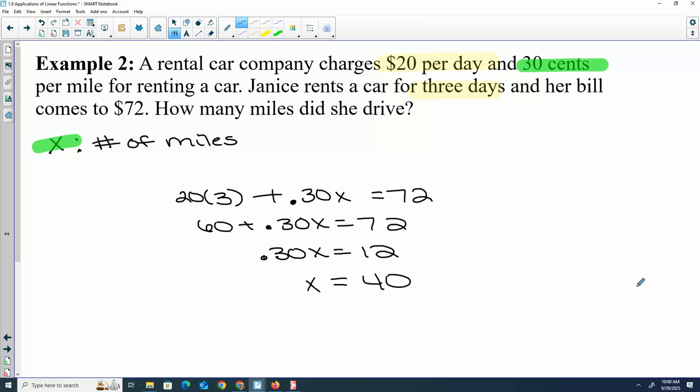All right, and then we have to write a sentence. I want to know how far she drove. So Janice drove 40 miles. You have to tell me what X is at the beginning. If you don't, you lose a point. You have to write a sentence at the end to answer the question.